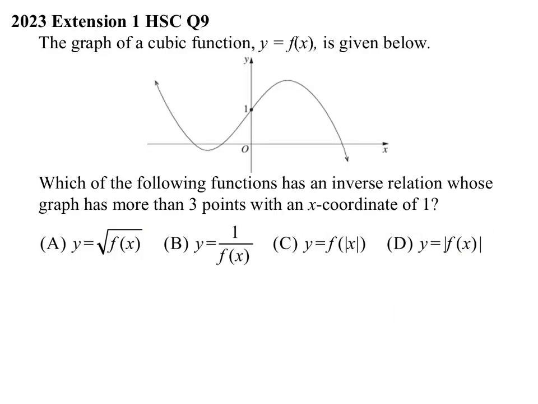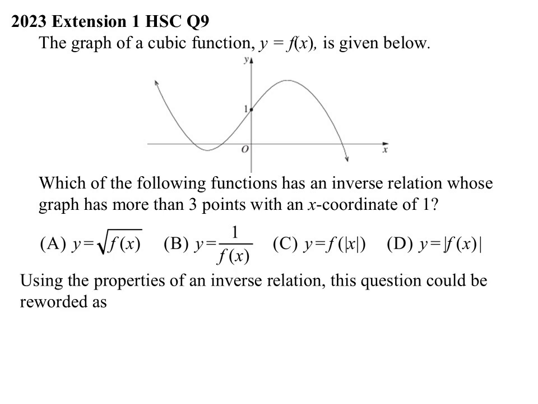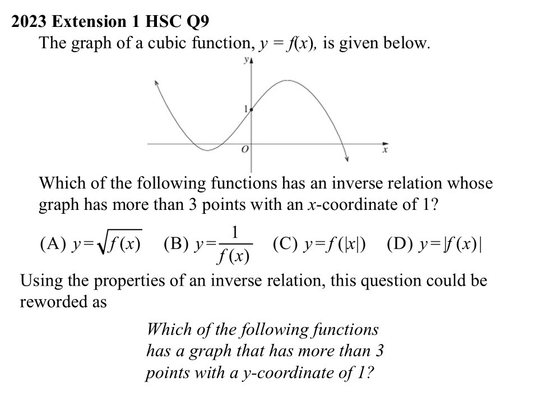A couple of years ago, they gave this question. So there's the cubic, and it was a multiple choice question, as you can see. Which of the following functions have an inverse relation whose graph has more than 3 points with an x-coordinate of 1? If we talk about inverse functions, we can make this easier. Because they've said which one has an inverse relation, why couldn't I have reworded this question to simply say, which of these functions has a graph with more than 3 points with a y-coordinate of 1? Just swapping the x and y's around. That's going to be a simpler thing, I think, to work out.